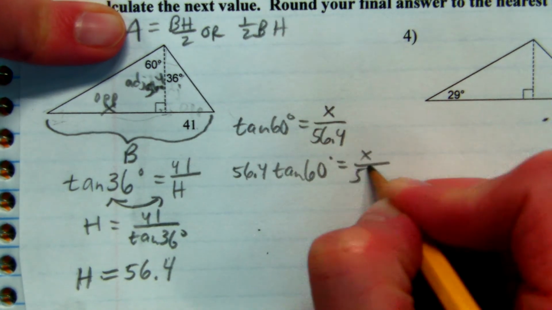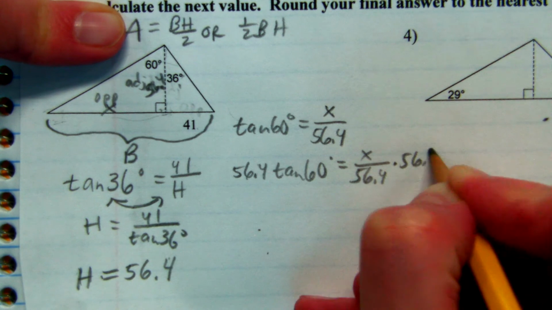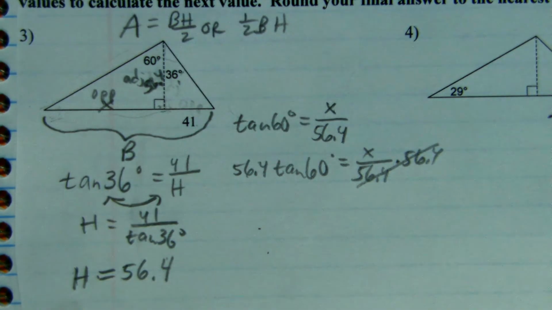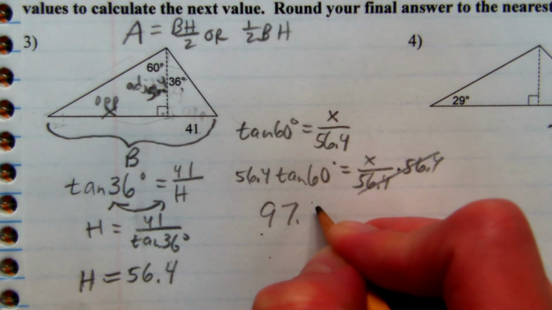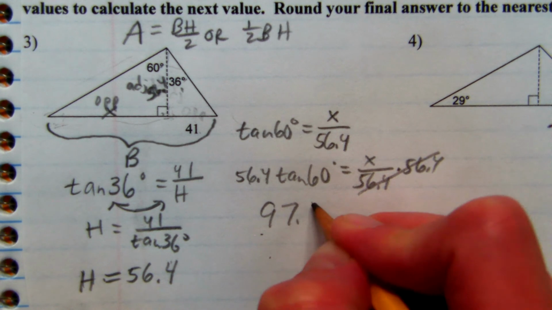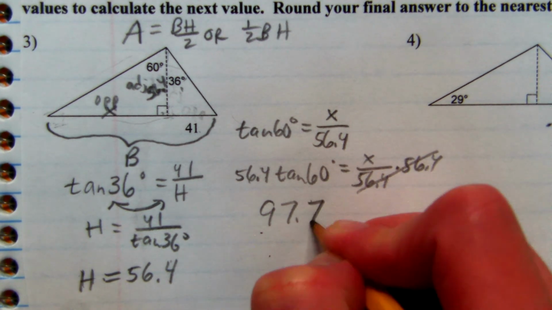And that gets the 56.4 out of the denominator. And we'll type that in, 56.4 times tangent 60. And we get 97.68. So I'm going to round that to 97.7, rounding to the nearest tenths.